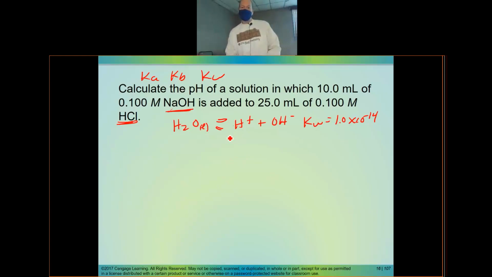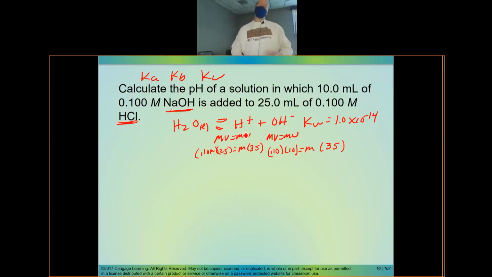All right, and so to find our new concentrations, we have to do MV is equal to MV for both the H plus and the OH minus. You will do a lot of MV is equal to MV. For the H plus, we have a molarity of 0.1 and a volume of 25. We want to know what is our concentration now that our volume is 35, because we added 10 to 25. For our OH minus, we had a molarity of 0.1, a volume of 10 mils. What is the new molarity now that the volume is 35 mils?